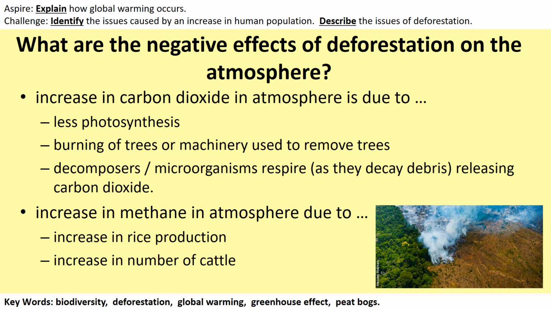Also, we've got this other gas here called methane. If you think back to when you were in school, them gas taps, they release methane. And methane isn't a great gas either for us. So methane will increase when we're planting rice into those areas that we've cut down the trees from, and also when we've got more cattle.